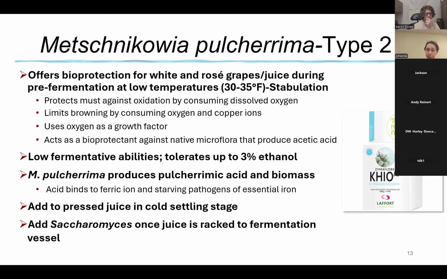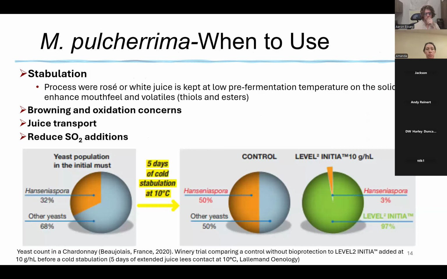So you're going to add this to your pressed juice in the cold settling stage if you're doing stabulation. I'll again explain that in a second. And then once your juice is racked to the fermentation vessel and ready to go for fermentation, then you would add your Saccharomyces strain. So stabulation, I've never done this.